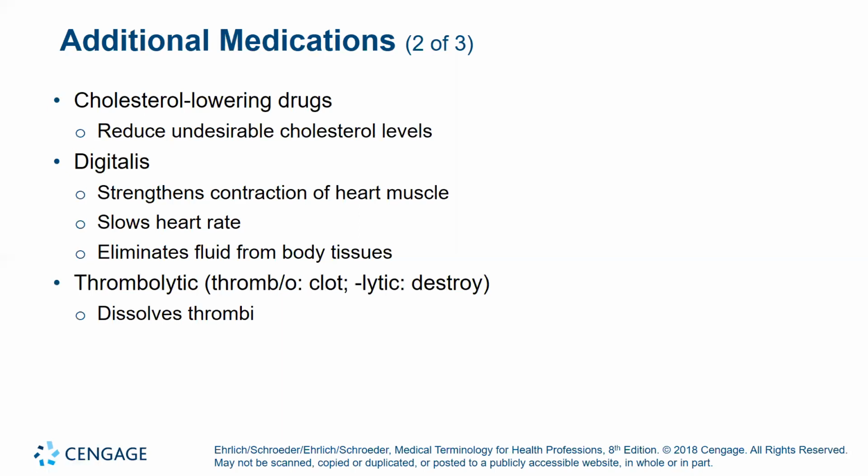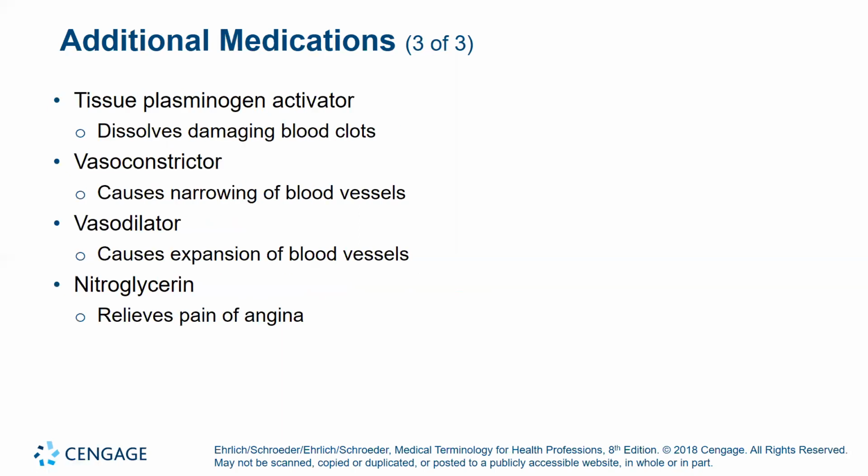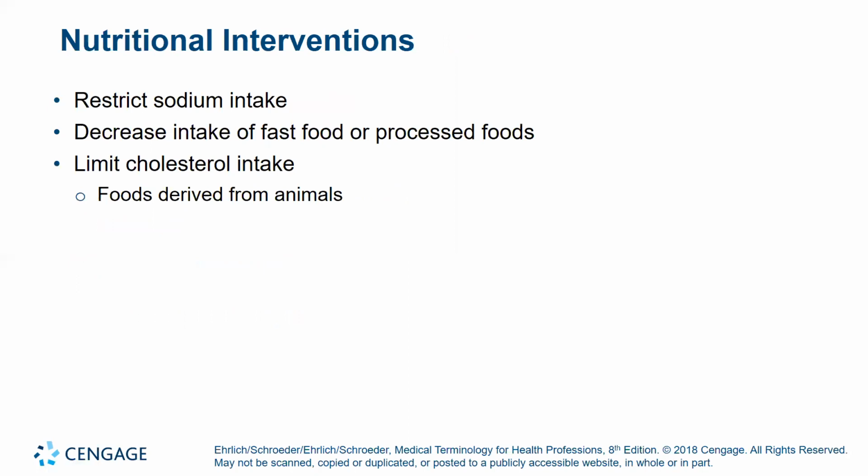Looking at that term, you can break it down. Thrombos is clot, lytic is to destroy. You're just going to destroy that blood clot. With the tissue plasminogen activator, this dissolves damaging blood clots. The vasoconstrictor causes narrowing of the blood vessels. Vasodilator causes expansion of blood vessels. And then the nitroglycerin relieves pain of angina. Some nutritional interventions, they say to restrict sodium intake, decrease intake of fast food or processed foods, and limit your cholesterol intake.